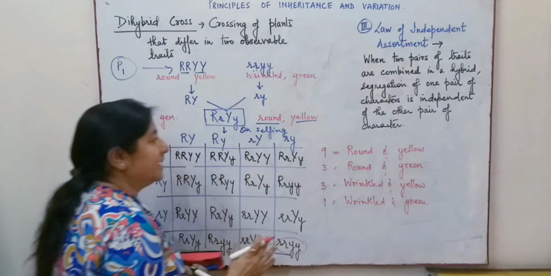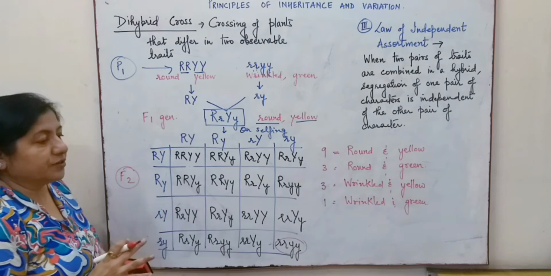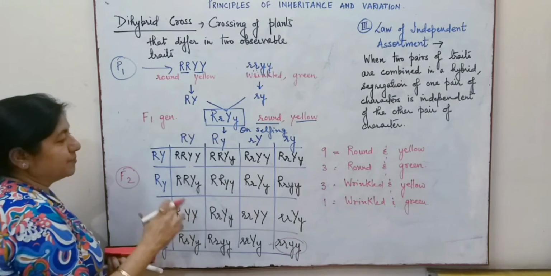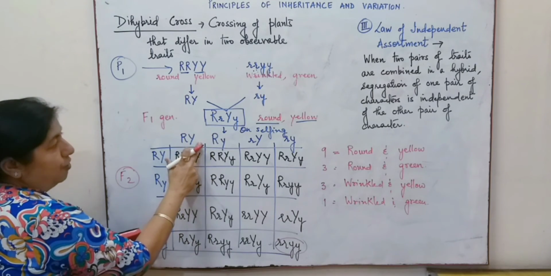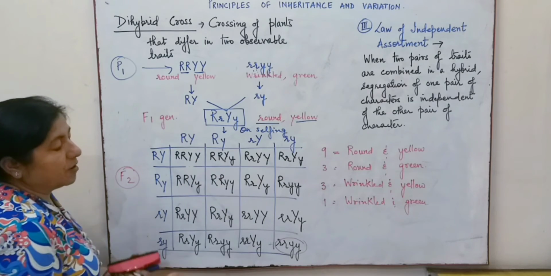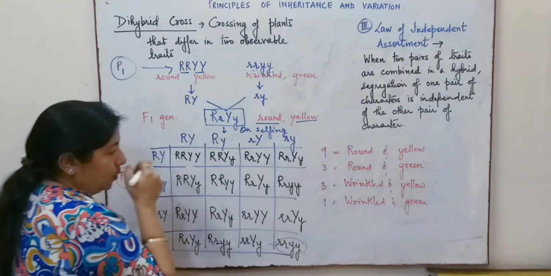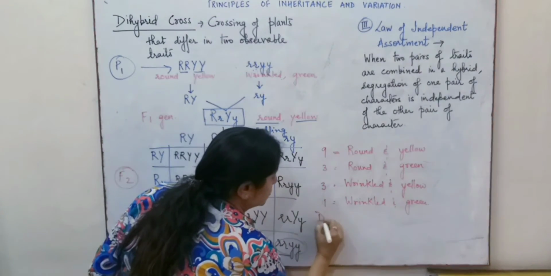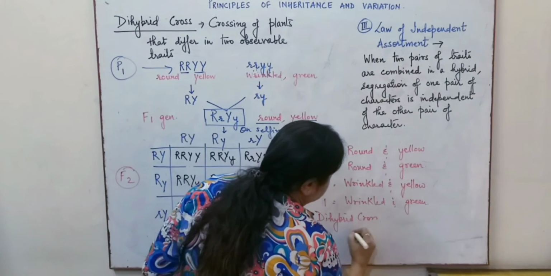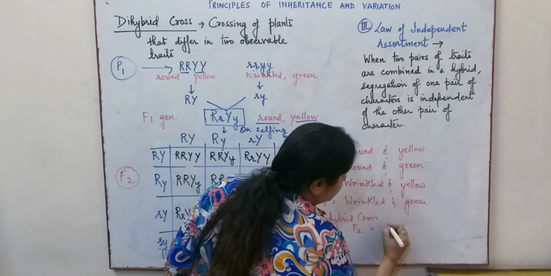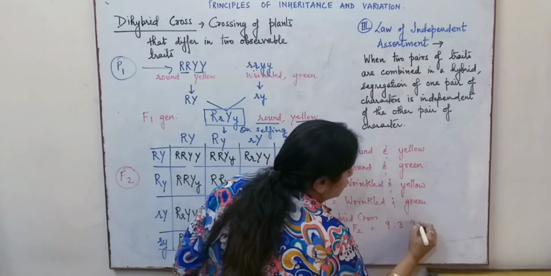So we find that the F2 generation we are talking of can produce, from these gametes, 16 different combinations. Gametes produced are 4, but the 16 different possible combinations are in the ratio 9:3:3:1. So the dihybrid cross ratio, that is F2, the phenotype ratio we are talking of, is 9:3:3:1.